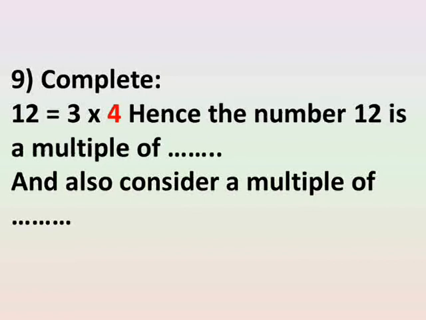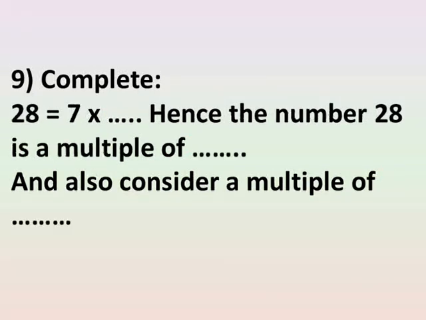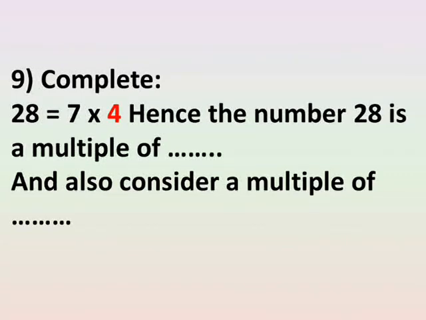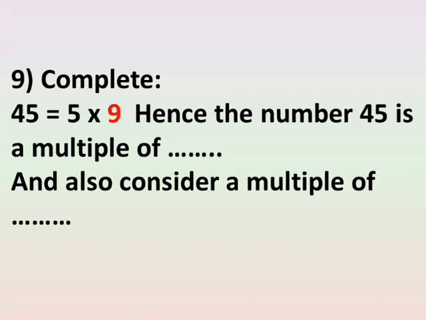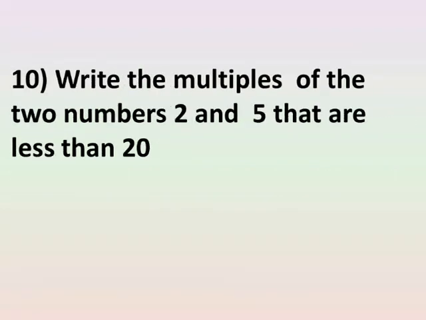9, complete. 12 equals 3 multiplied by 4. Hence the number 12 is a multiple of 3. Surely 12 is a multiple of 3, and also a multiple of 4. Okay, again, 28 equals 7 multiplied by 4. So 28 is a multiple of 7 and also a multiple of 4. Okay. 45 equals 5 multiplied by 9, so 45 is a multiple of 5 and also a multiple of 9. Since 45 equals 5 by 9, it is a multiple of 5 and a multiple of 9.